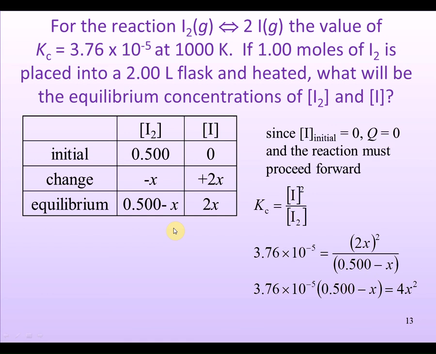So our Kc is products over reactants, our products squared, because that's from our balanced chemical equation, over our reactants, and we substitute in. So the Kc value was given to us, the 2x squared, so it's 2x is our product, over our I2, and so we get this line here as we multiply both sides by the 0.5 minus x.